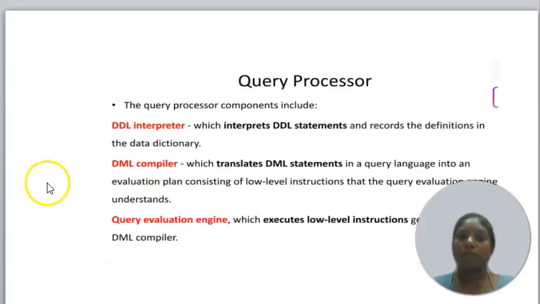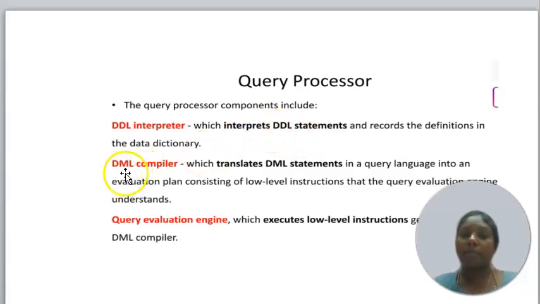Next is the query processor, a very important topic in accessing the data in a database. It has the DDL interpreter, DML compiler, and query evaluation engine. DDL means data definition language, so the DDL interpreter interprets the DDL statements and records the definitions in the dictionary.